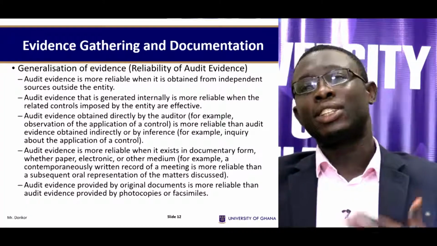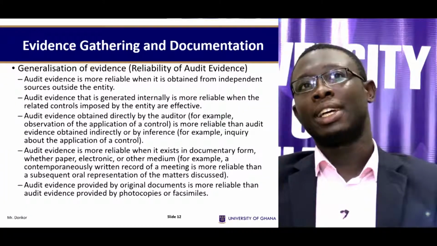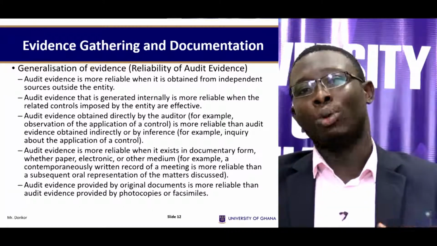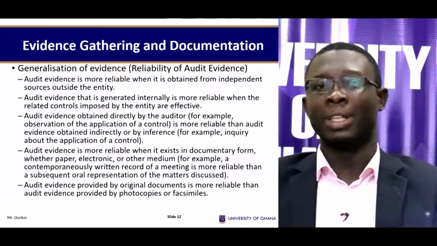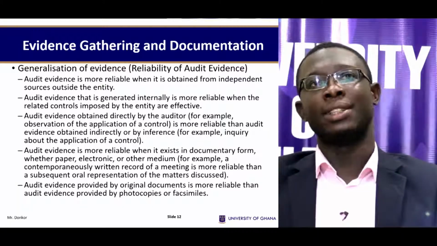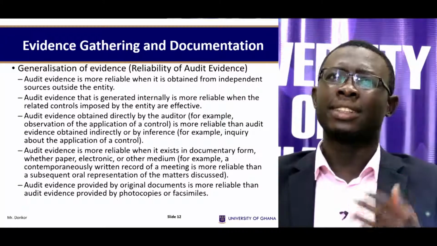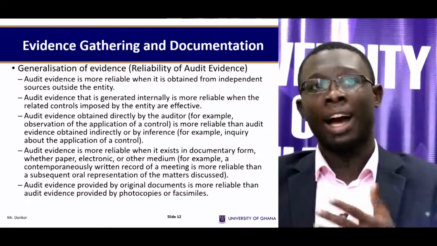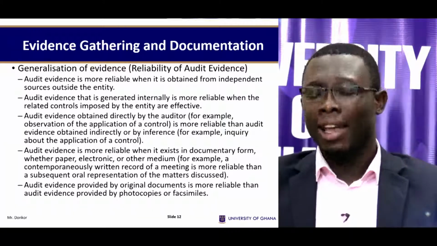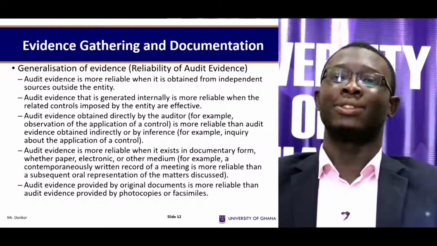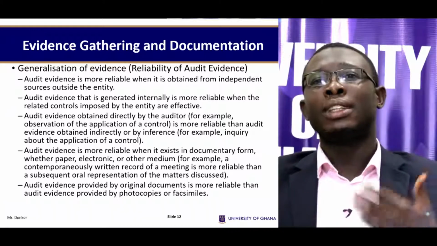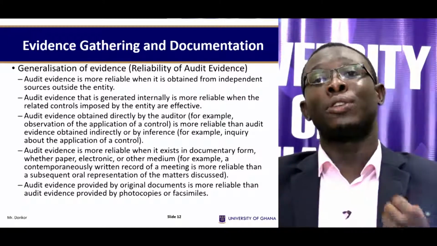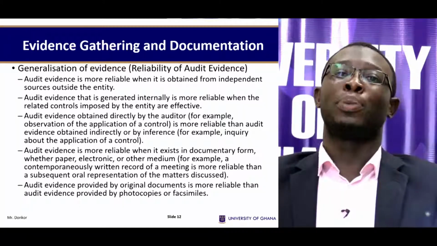There are certain generalizations when it comes to audit evidence, that is about reliability of the evidence. We say that audit evidence is more reliable when it is obtained from independent sources outside the entity. Audit evidence that is generated internally is more reliable when related controls imposed by the entity are effective. That is, if the internal control systems are effective, then the evidence coming out of it, that is the output out of it, is appropriate evidence.